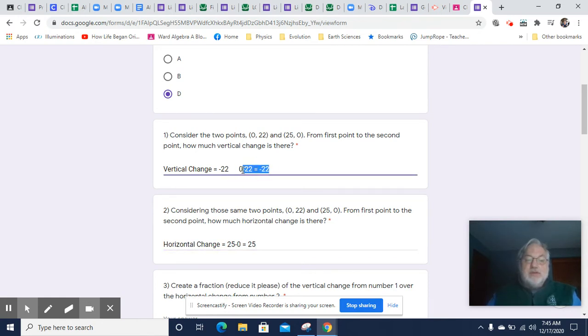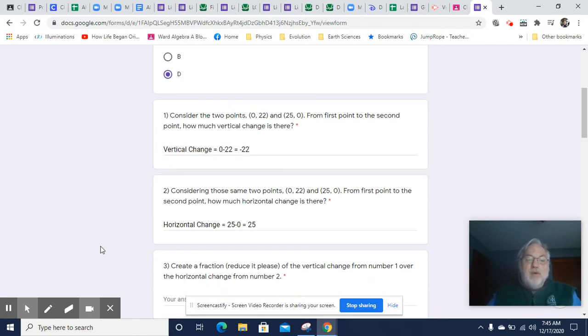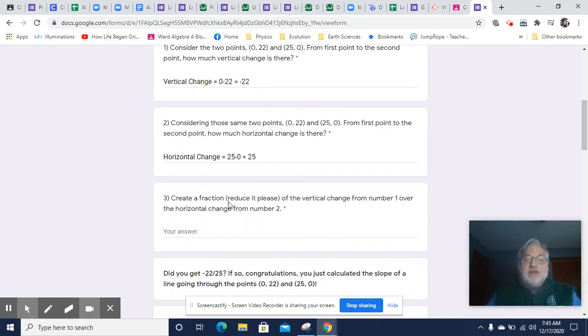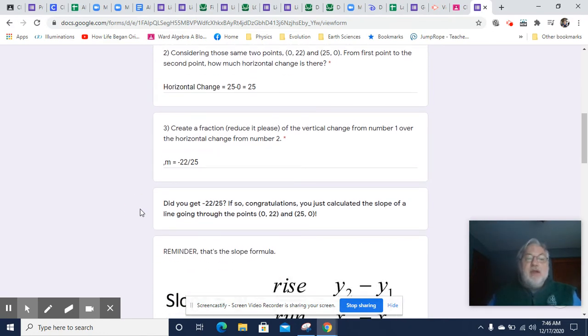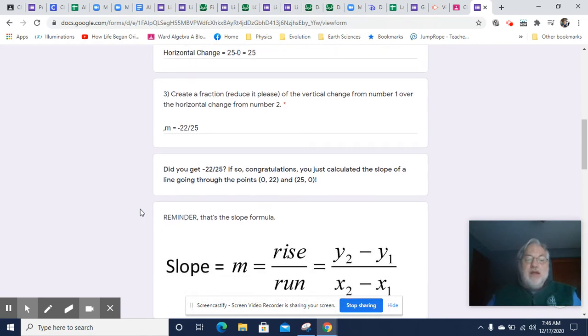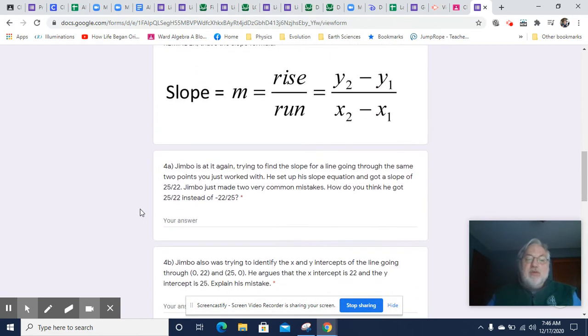Okay, I'm going to rearrange this just a little bit here. Now we want to make a fraction of the vertical change over the horizontal change. So that's going to be vertical change of negative 22 over 25. And you have probably guessed it. This is, in fact, the slope. M being the letter we use for slope, for montan or mountain, because mountains have slopes. M is negative 22 over 25. So there's your equation, a reminder.